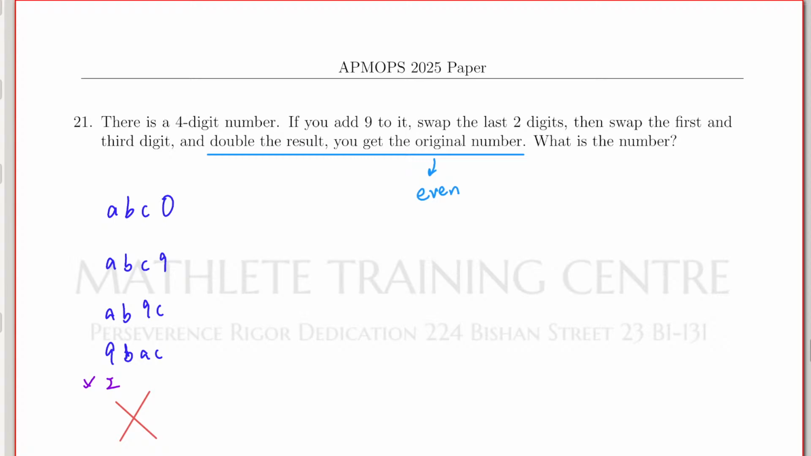And this tells you something important. This tells you that, okay, if my digit by this point, it reaches the first place, if it's a number that's more than or equals to 5, it is immediately not possible.